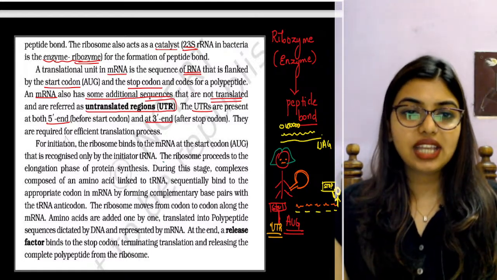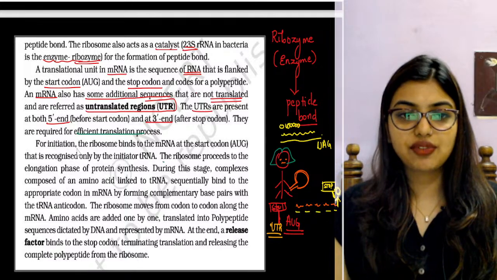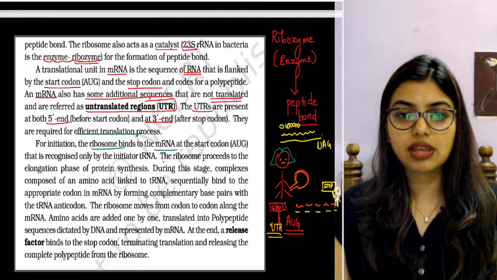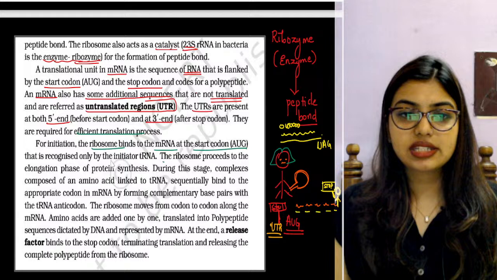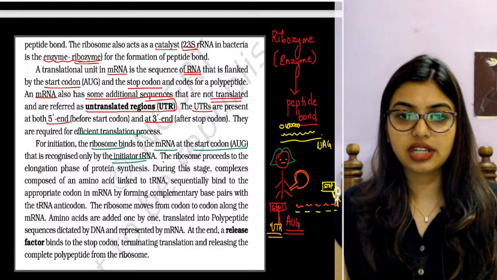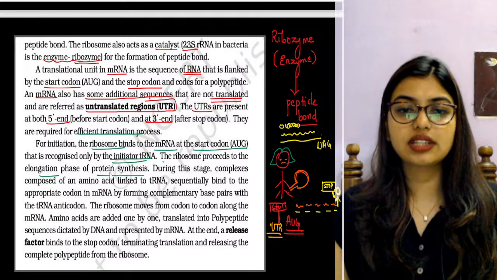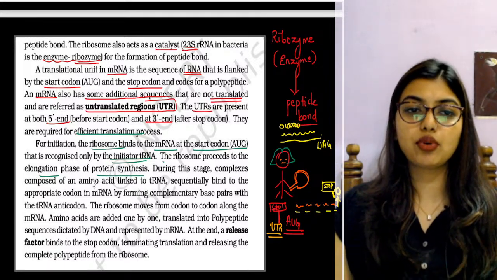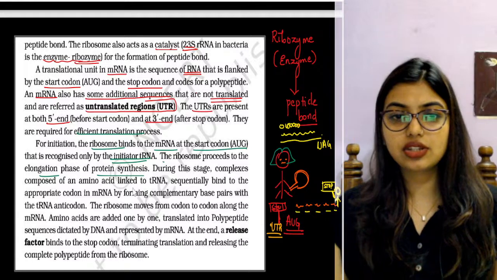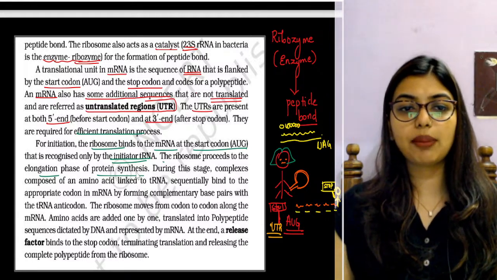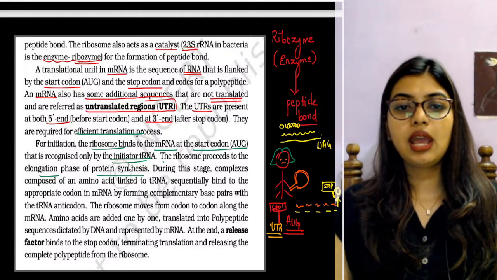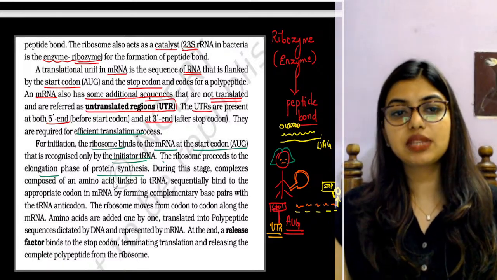Now, they are required for efficient translation. For initiation, the ribosome binds to the mRNA at the start codon and it is recognized only by the initiator tRNA. The ribosome proceeds to the elongation phase of the protein synthesis. During this stage, complexes composed of an amino acid linked to the tRNA sequentially bind to the appropriate codon in mRNA by forming complementary base pairs with tRNA codon.